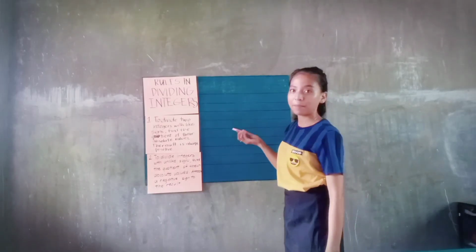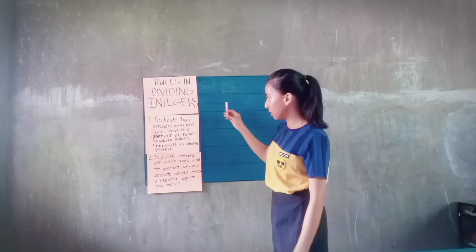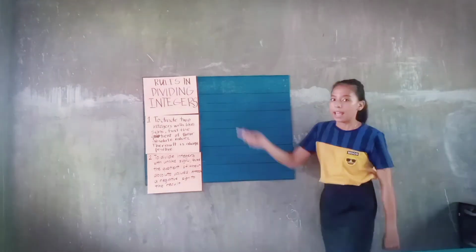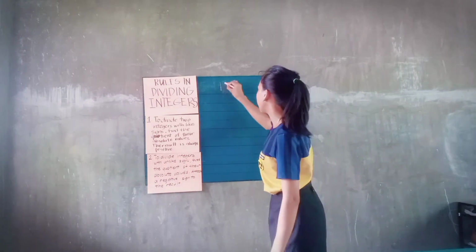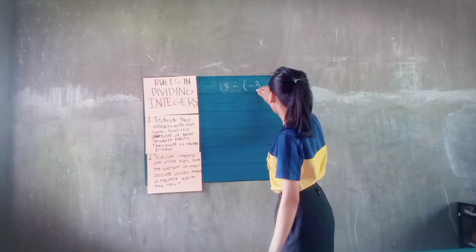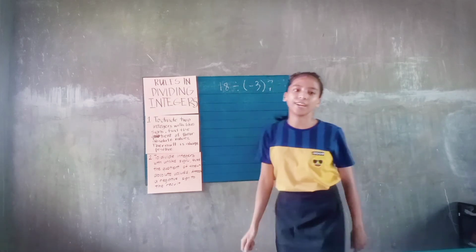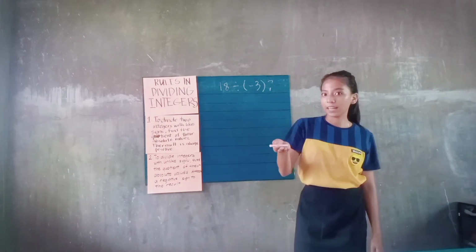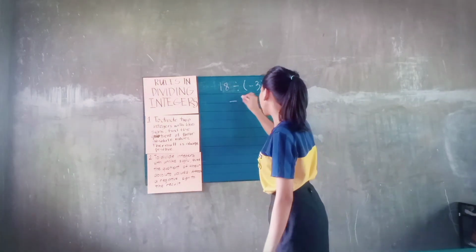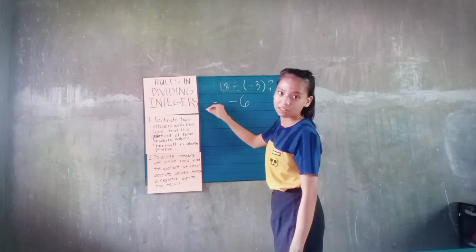Okay, I will give an example in rule number 2, rule in dividing integers. Okay. Example. Positive 18 divided by negative 3. Oh, what will be the answer? Okay? Okay, very good. The answer will be negative 6.